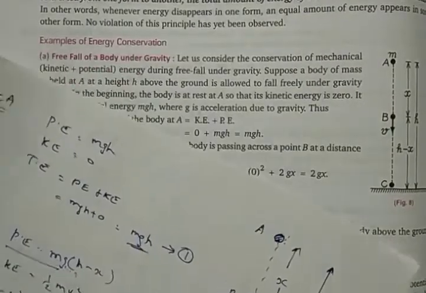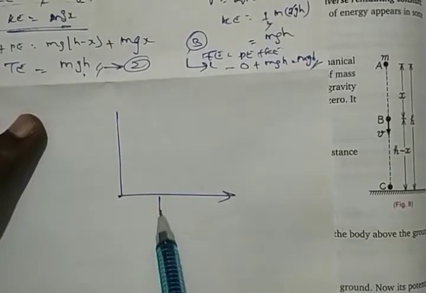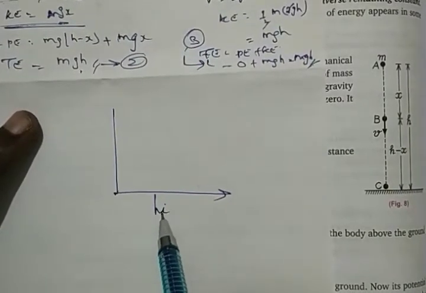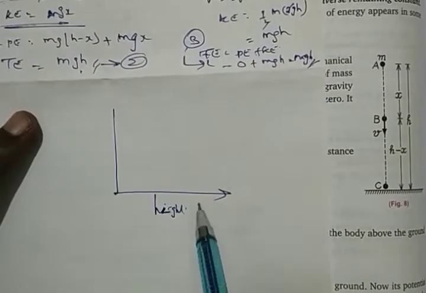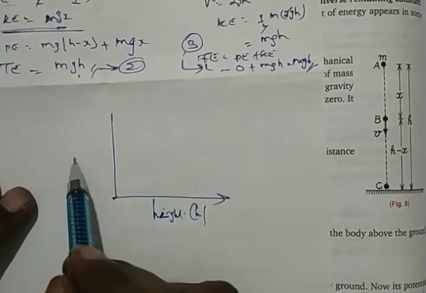So there is a graph. This graph you would have also already noted. The graph is the height which you are there, and the energy.